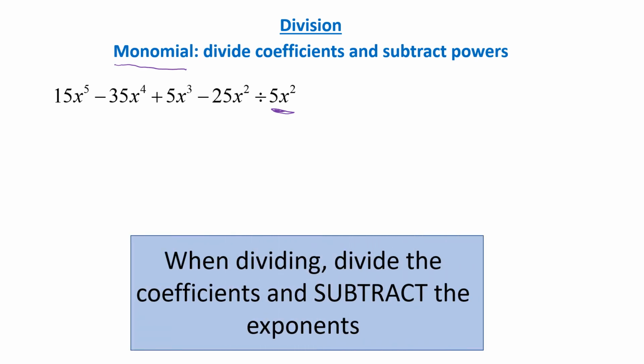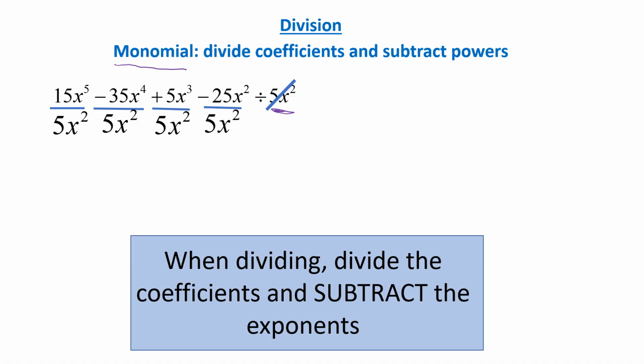in division, you're always going to be dividing the coefficients and subtracting the exponents. So when I was multiplying, I was adding the exponents. Now I'm going to be subtracting the exponents. So when I'm dividing by a monomial, it's easiest if I just take every single term and divide it by that monomial. It's a little bit easier to see it that way.